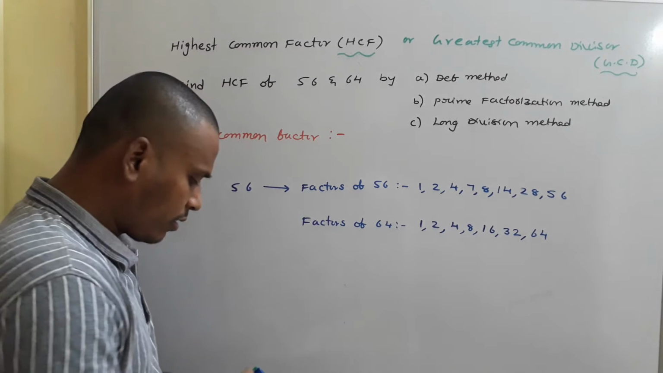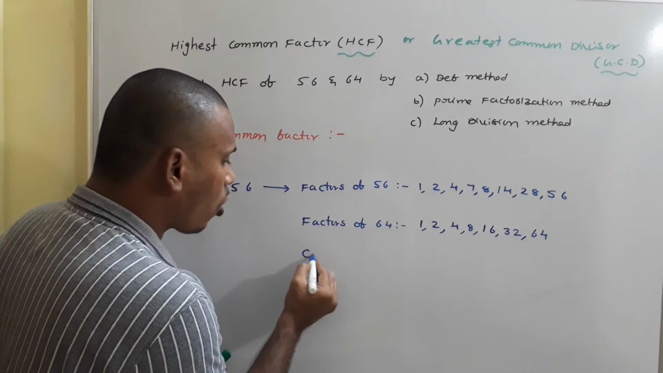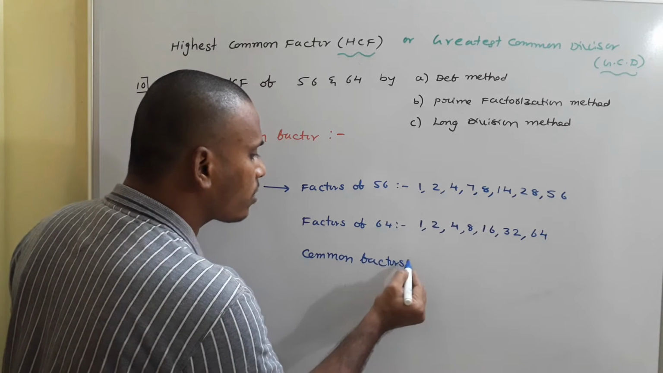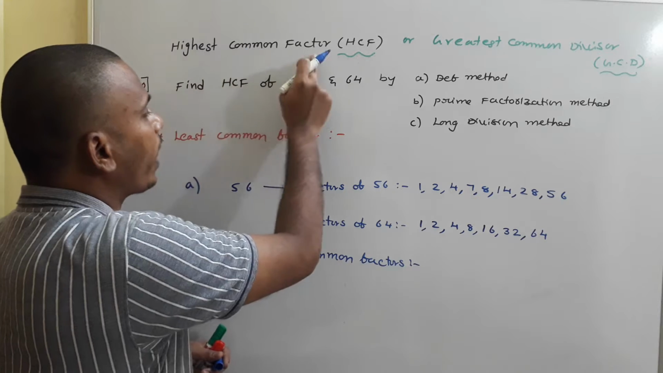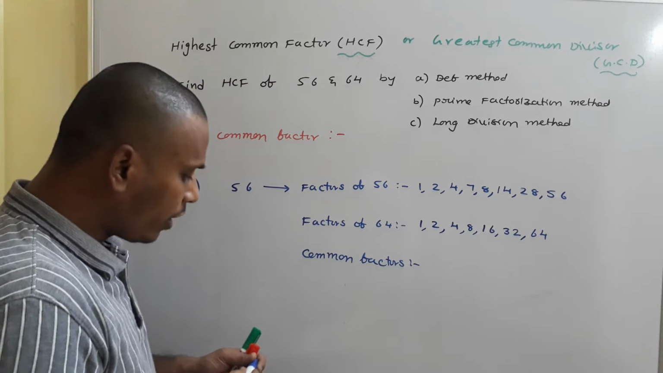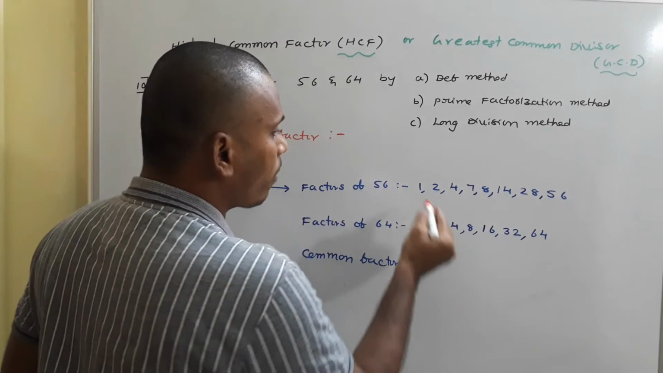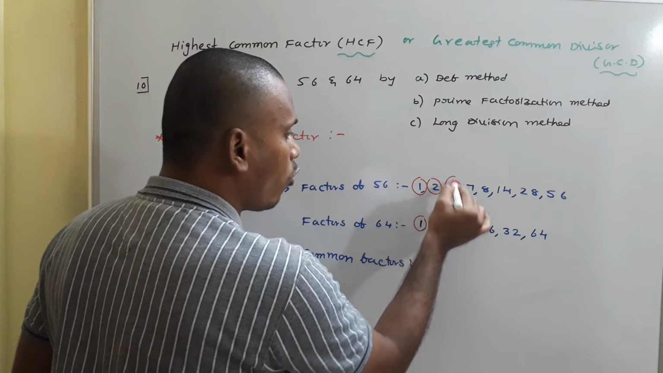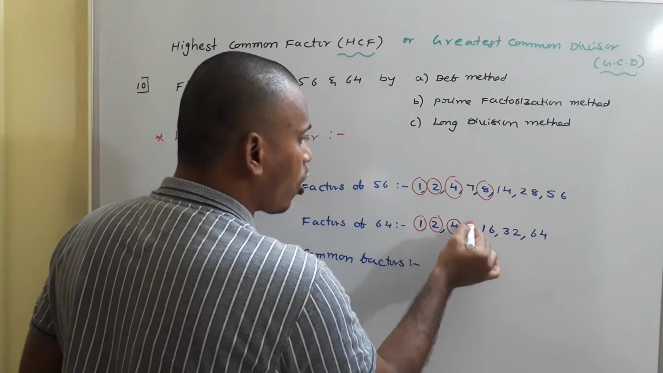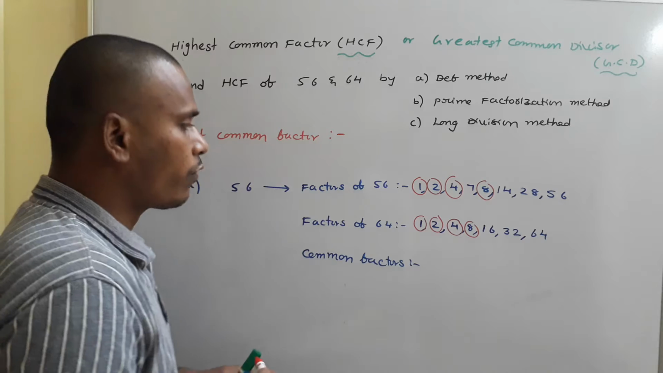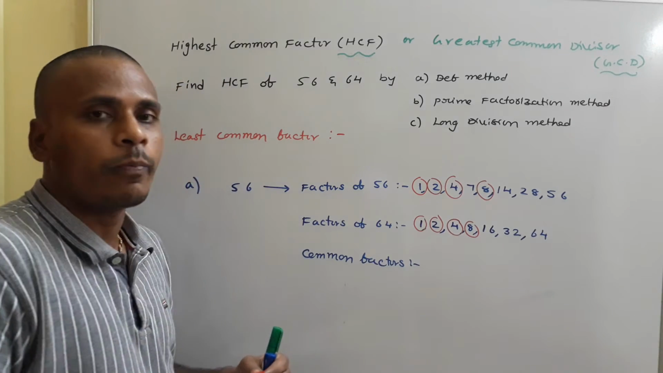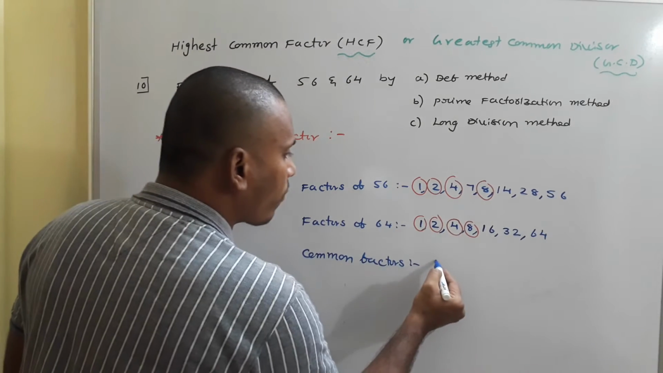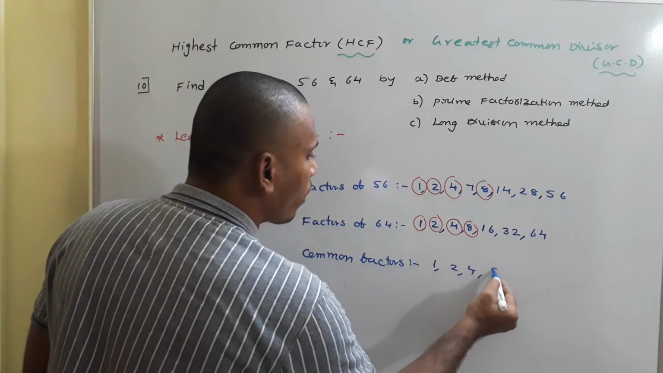After listing factors, we need to find out the common factors for 56 and 64. Why common factors? Because the word HCF means highest common factor. What are the common factors? 1 is a common factor, 2 is a common factor, 4 is a common factor, 8 is a common factor. We have the list of factors for 56 as well as for 64. From the lists we identify the common factors, and at the end the common factors are 1, 2, 4, 8.